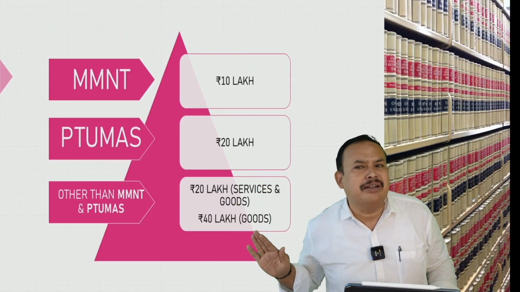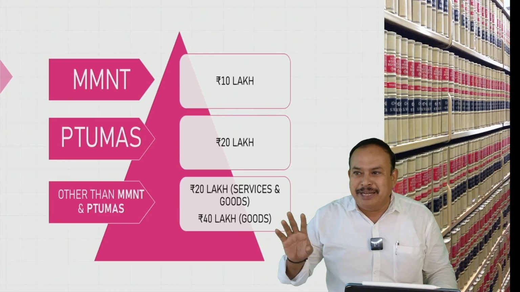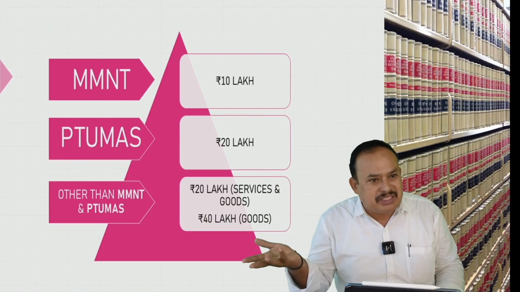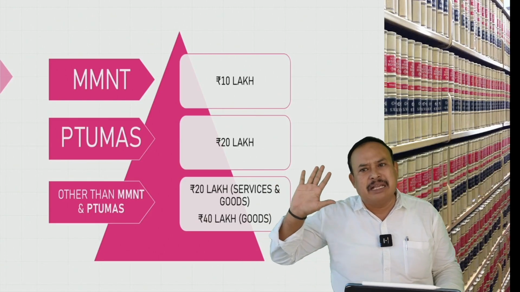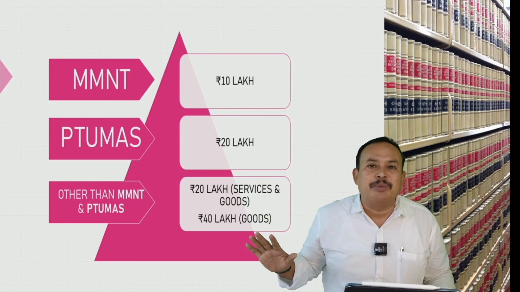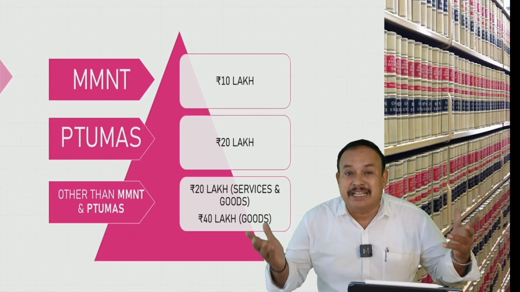Is it clear, my dear friends? Have you understood or not? Quickly respond to me. MMNT and PT UMAS: you may be a supplier of goods, a supplier of services, or both. The limit is the same. MMNT how much? 10 lakhs. PT UMAS how much? 20 lakhs.